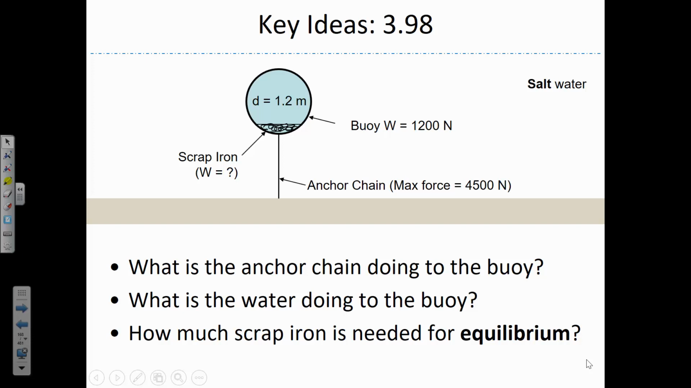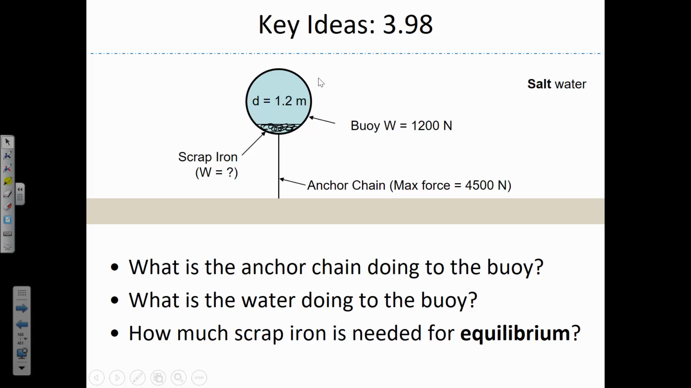We've got a submerged buoy, and it's connected to the seabed with an anchor chain that has a maximum force of 4,500 newtons. And we know the weight of the buoy. So here it's saying the outside metal of it weighs 1,200 newtons. And we know the diameter of the buoy, and assuming it's spherical, you can calculate the volume of it. And of course, that's what tells you the buoyant force. So you're going to need to do a force balance on this buoy, very similar to the force balances that we just looked at in this example.